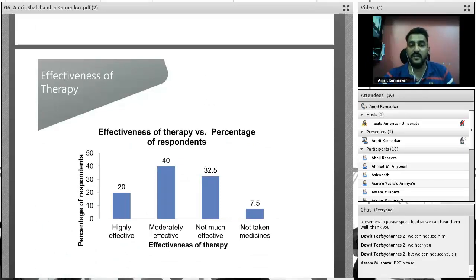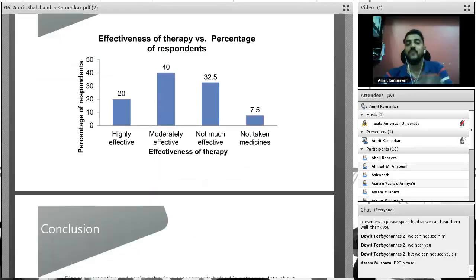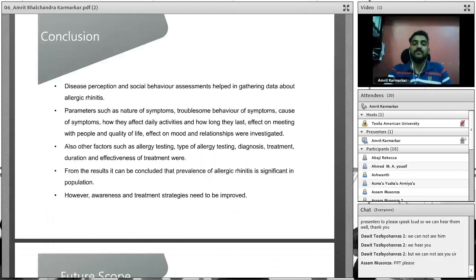Now we also asked how effective the therapy is. Around 40% of the participants said that it is moderately effective, and 20% said that it is a highly effective therapy. However, the discussion says that according to Mandani et al. in 2011, the effectiveness of the treatment is very low in the case of allergic rhinitis. That means it is a moderate effect, that means only 40% get benefited.